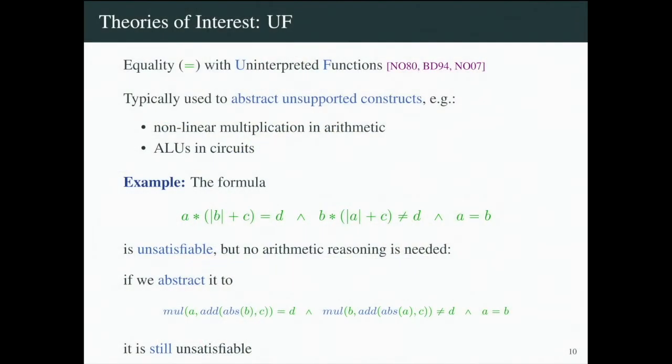So in fact, we can do that, right? We can add an abstracted version of this formula and check it with the theory of uninterpreted functions, and it'll tell us that this is unsatisfiable. So this is a useful construct. It's frequently used in verification to do abstraction, and there are very efficient algorithms for checking this theory.